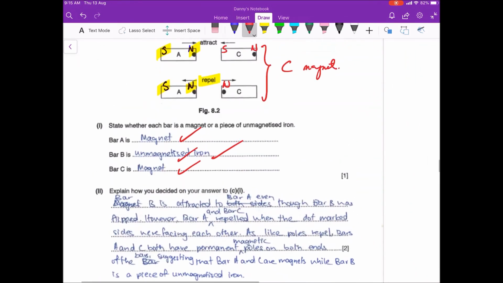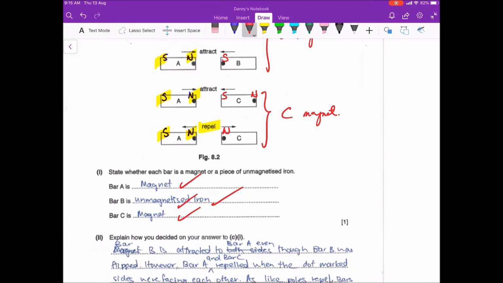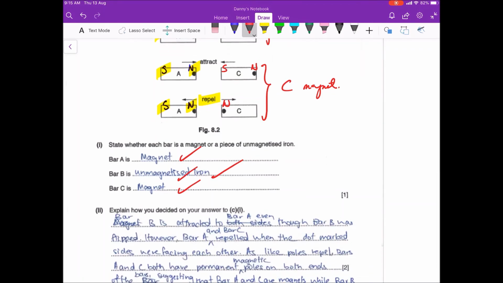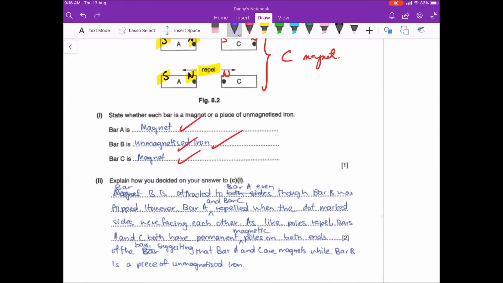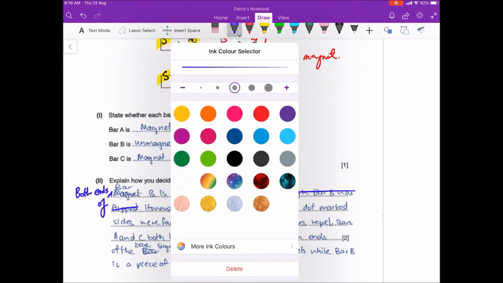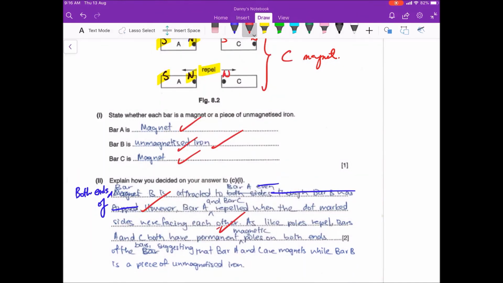Explain in your answer. B is attracted to A even though B was flipped. I think this is not a very good expression. You can say that both ends of bar B are attracted to bar A. However, bar A and C repelled. So as like poles repel, bar A and C are permanent magnets. Okay, excellent. Yep, so 2 marks.